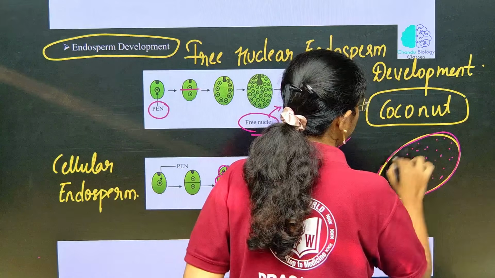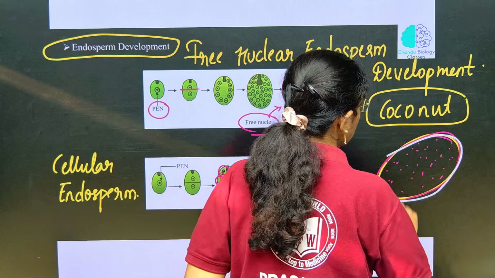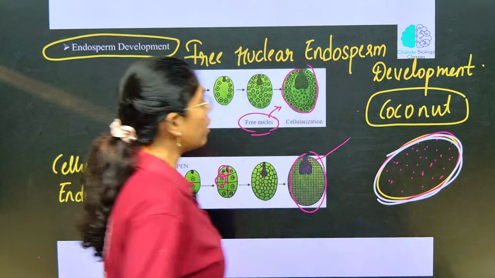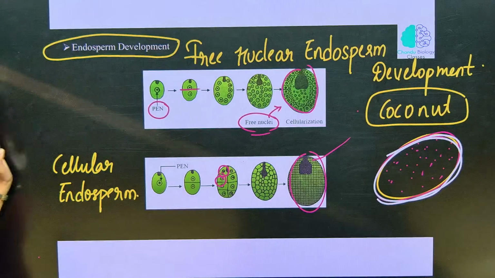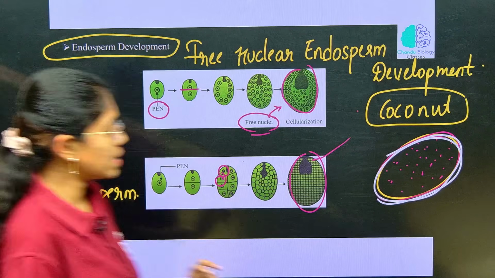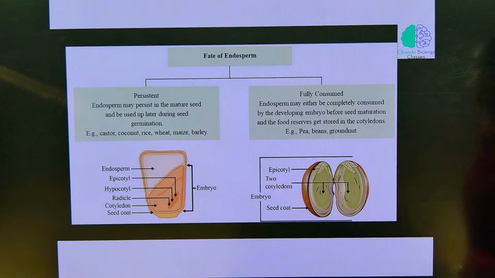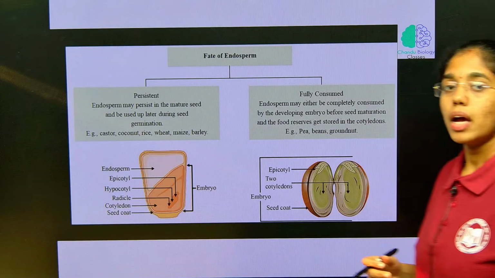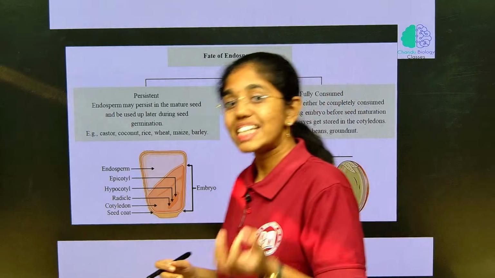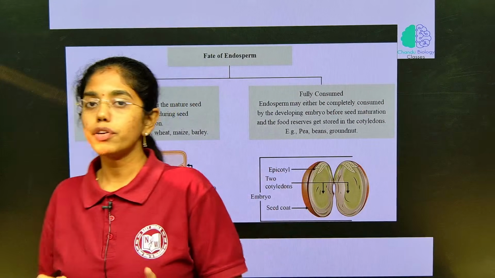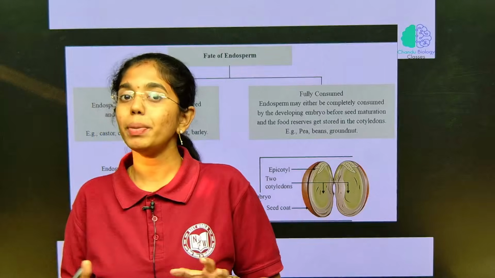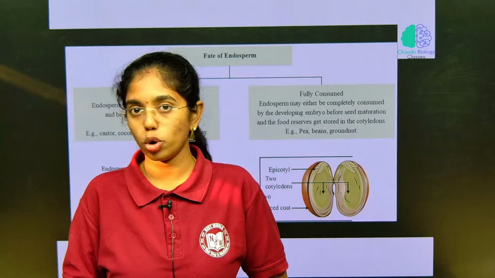That white pulp which we have, that is the result of what? Cellular endospermic development. So, these are the two modes of endospermic developments. And then here you see fate of endosperm. We have n number of seeds. In few, endosperm is still persistent in the seed. In few, endosperm is absent. It will be completely utilized by the embryo development.